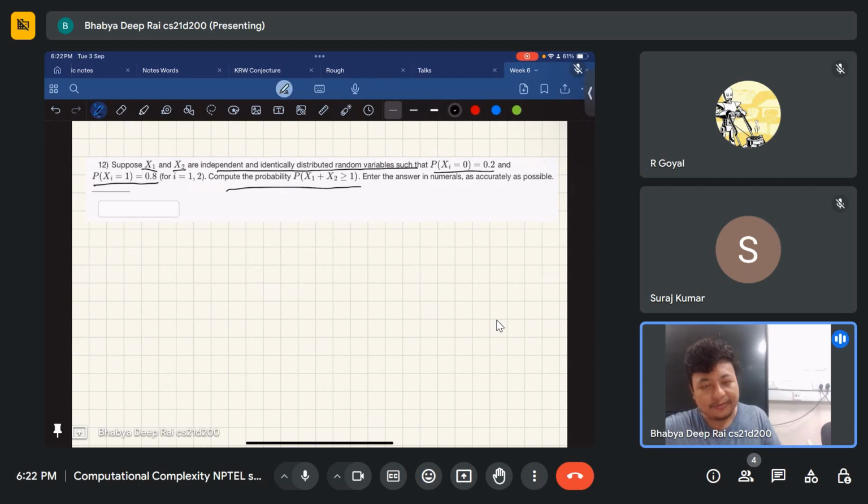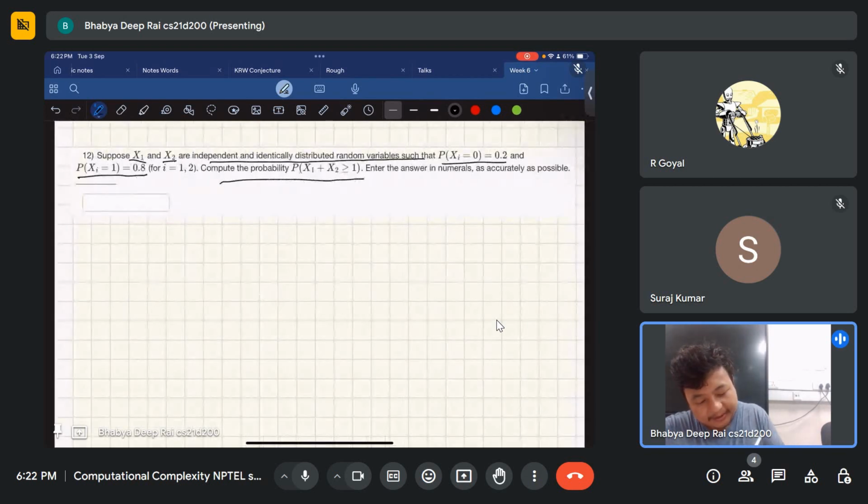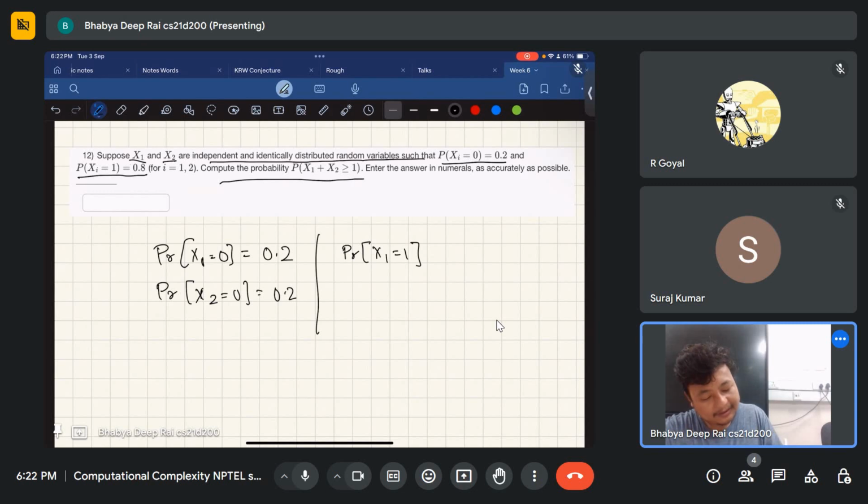I'll just quickly show it to you. It's not very difficult. x1 and x2 are independent and identically distributed random variables. The fact that they are independent is important. The probability that xi equals 0 is 0.2 for both i equals 1 and 2, meaning the probability that x1 is 0 is 0.2, as well as the probability that x2 is 0 is 0.2. It follows that the probability that x1 is 1 is 0.8, since they are identically distributed, and x2 is 1 with probability 0.8, also by the definition they give here.